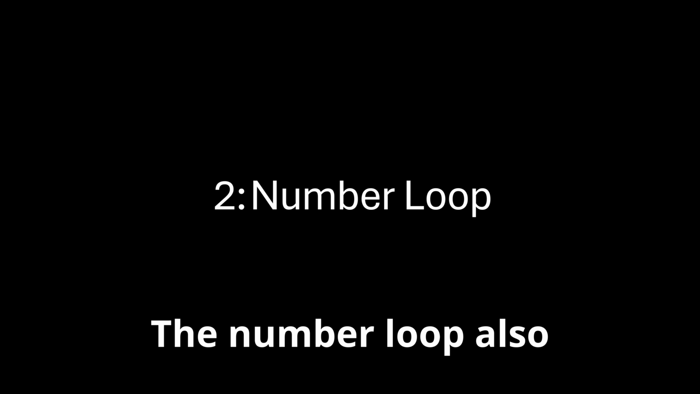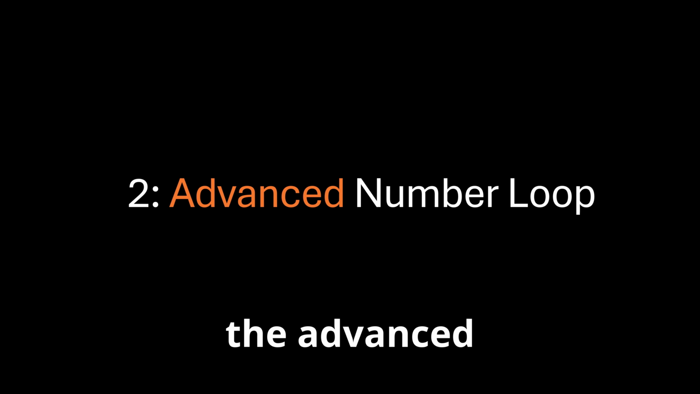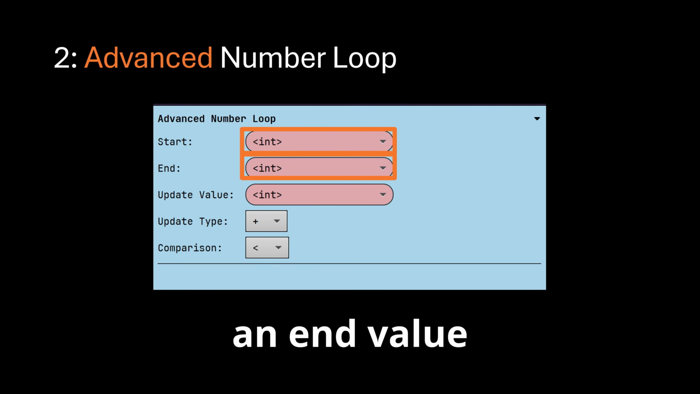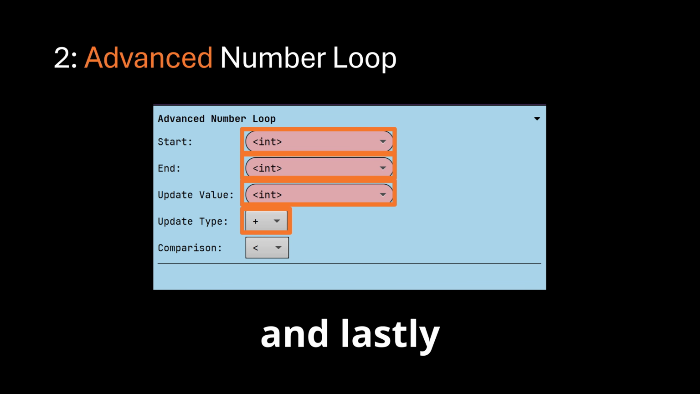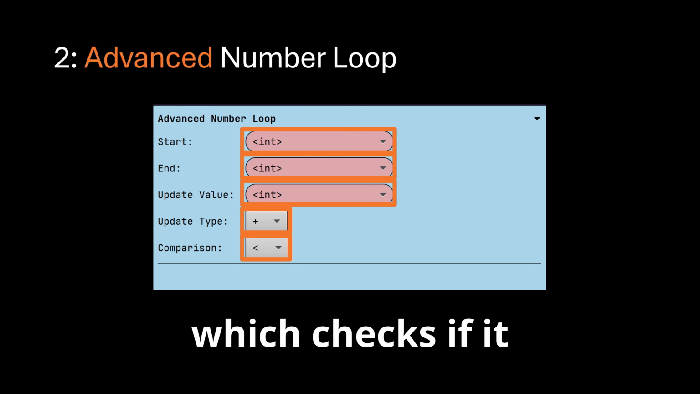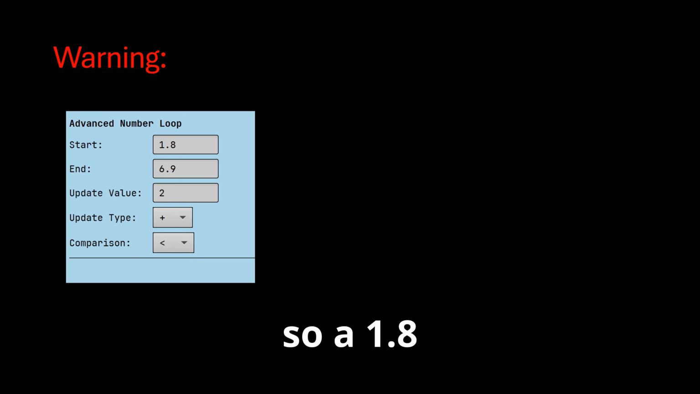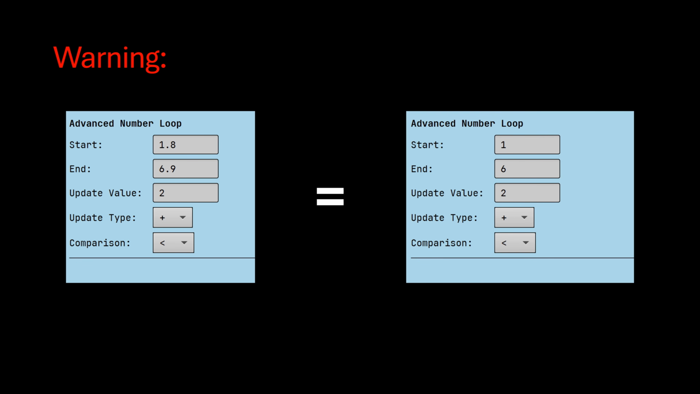The number loop also has a big brother, the advanced number loop. This loop has a starting value, an end value, an update value to increase or decrease, and lastly the condition, which checks if it should keep looping. Note that it only works with integers, so 1.8 automatically becomes 1.